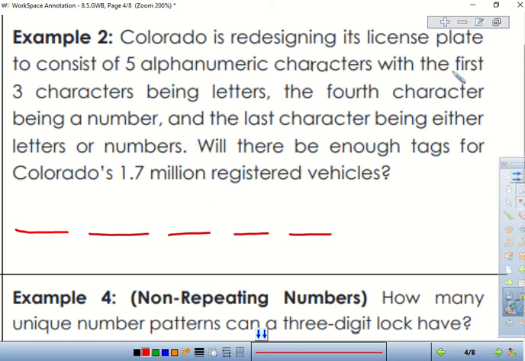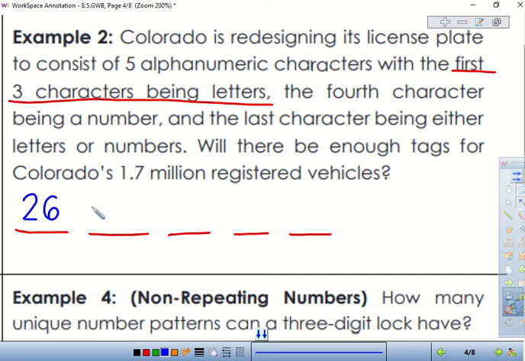So if the first 3 characters are letters, how many letters are there in the alphabet? Like 26 or something. Good. So for the first slot, we have 26 choices, right? We have 26 choices of how many letters we can choose from. Now, does it say anything about not repeating letters? No, so we assume that if they don't mention we can't repeat letters, we assume we can.